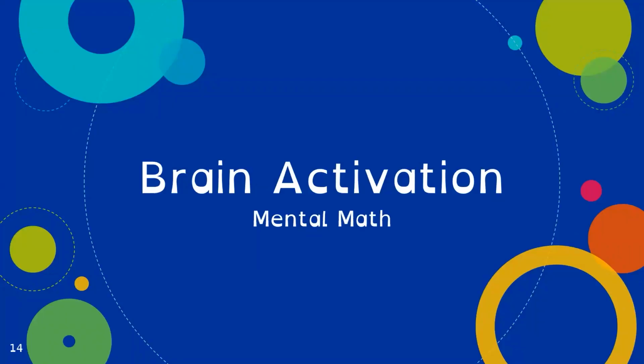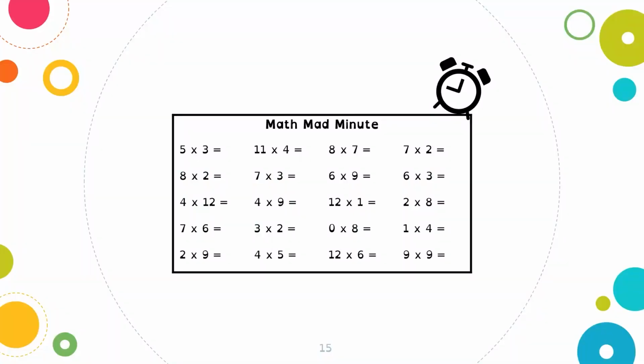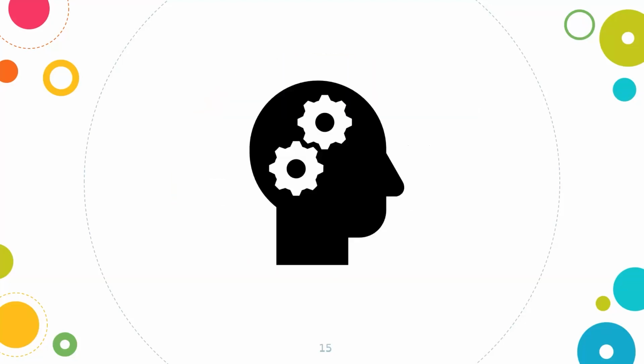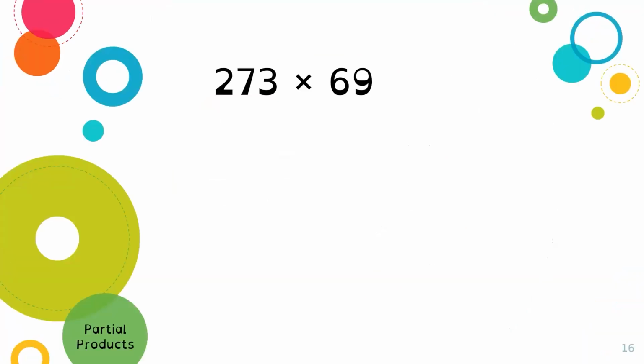All right, but let's first activate our brain with some mental math. I'm not a believer of Mad Math minutes. They create stress and anxiety in more students than not, and they focus on memorization and speed, which are not really that important when it comes to deep mathematical understanding. So we don't focus on that in my class. Instead, we work on developing strategies that make us confident and comfortable using numbers. So our question today is 273 times 69.